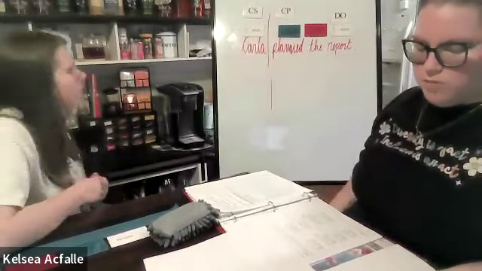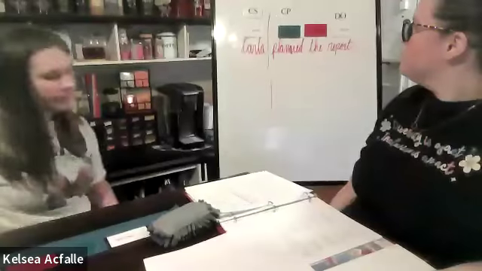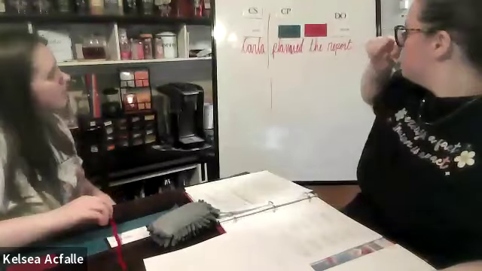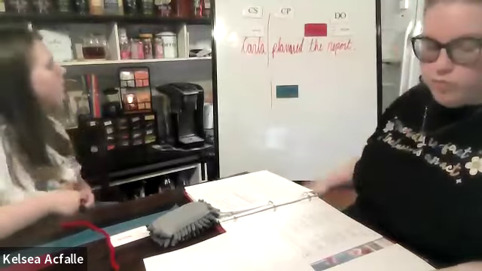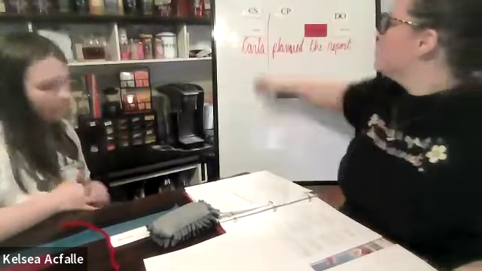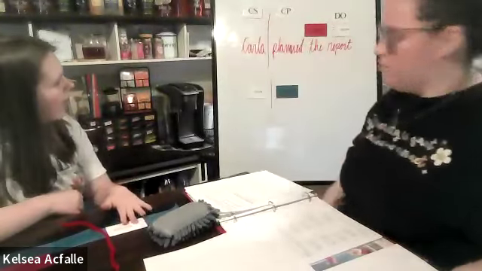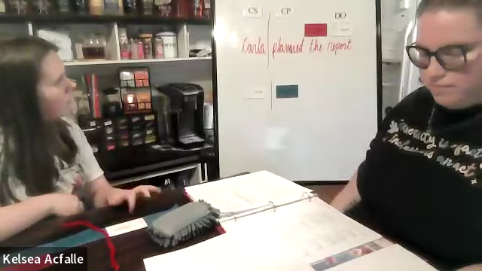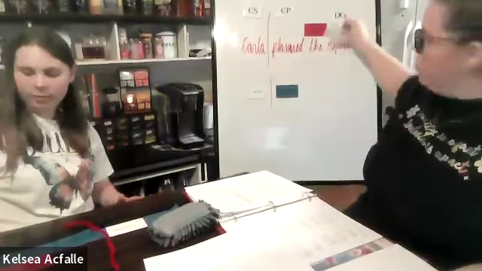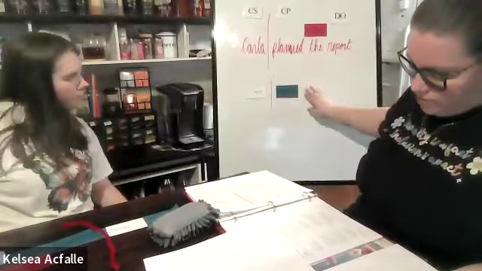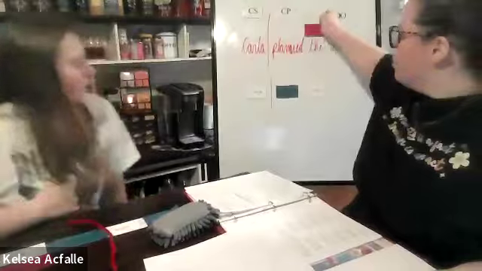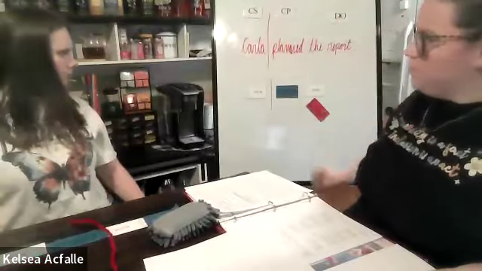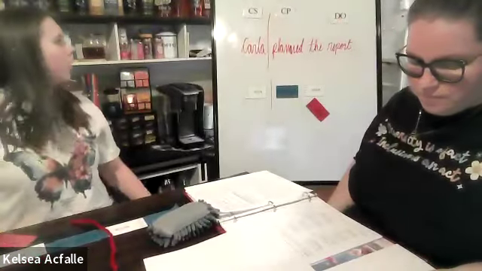What is the action verb of the sentence? That is planned. Planned is our action verb. Who planned? Carla. Carla is our noun. Planned what? Report, which is another noun. Good. What type of report? The report. A report, which is an article.